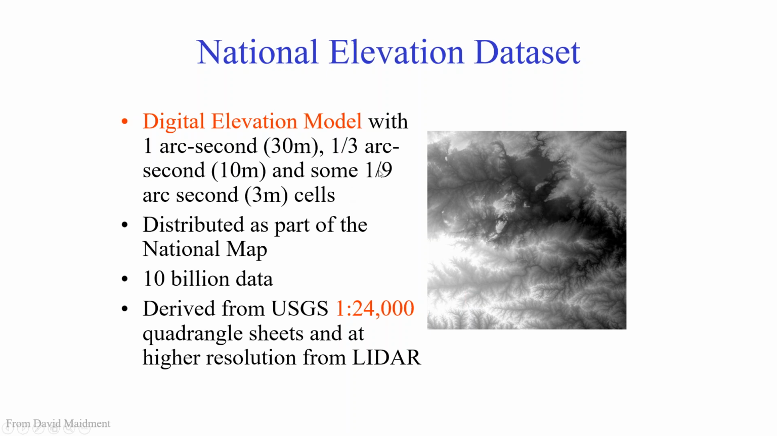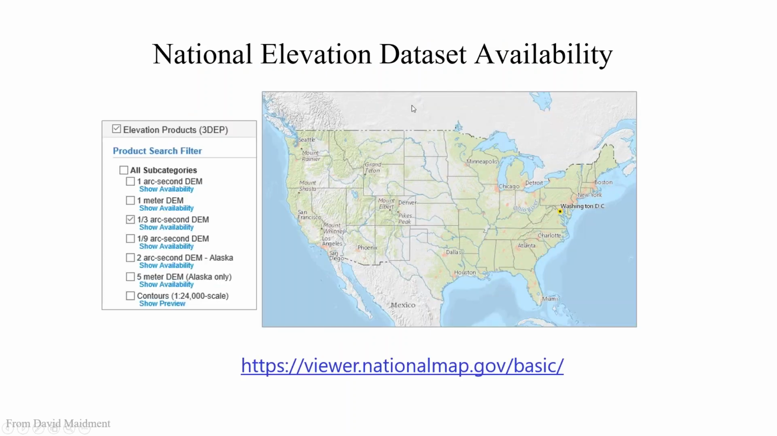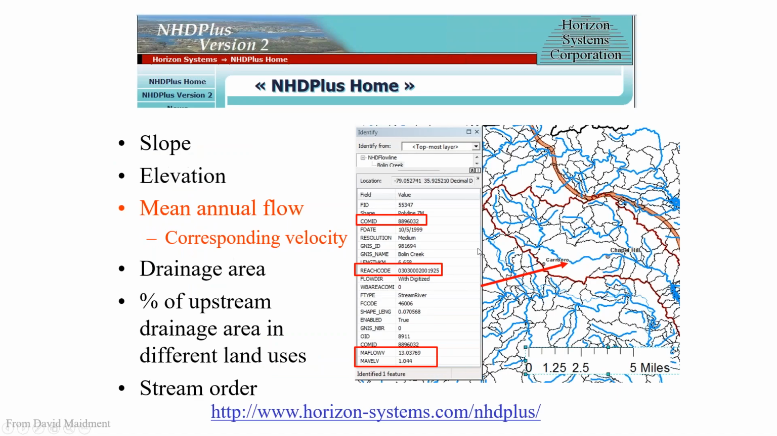Then there's some high resolution. 1/3 arc second is about 10 meters, and 1/9 arc second is 3 meters. And those are distributed as part of the National Map, and there's billions of data points derived from 1 in 24,000 quadrangle sheets, or at high resolution from LiDAR. So you can actually look at the National Elevation Data Set availability on the National Map viewer.